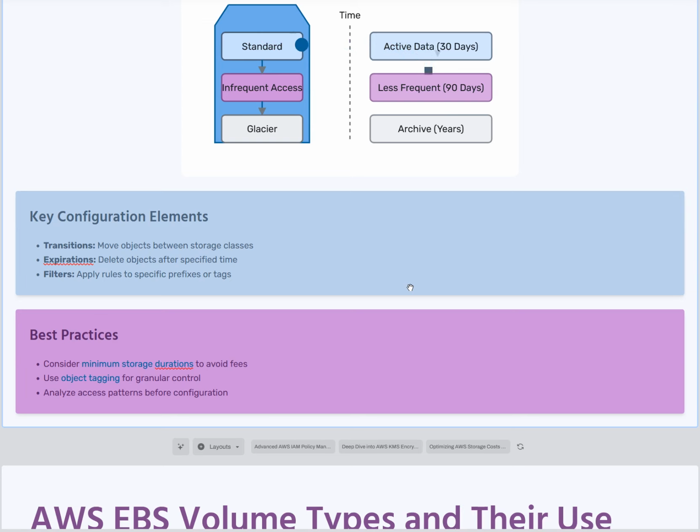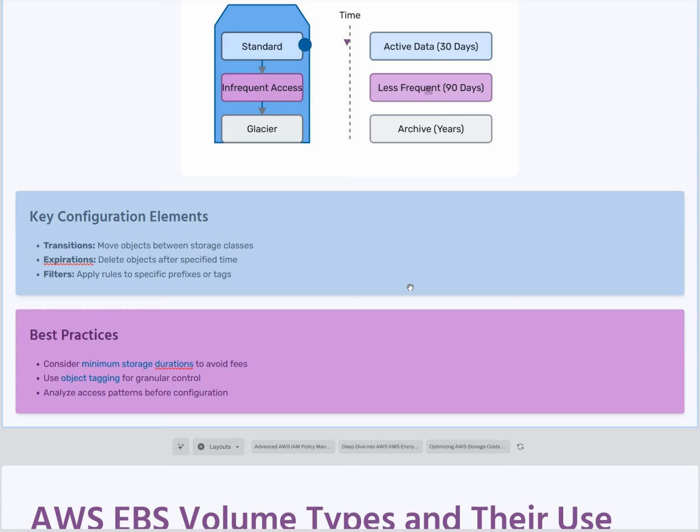So let's say you don't want objects after 7 years. Every object is kept for 7 years, then it will be deleted, so you get more space recovered. And filters: you can apply rules to specific prefixes or tags. You can use prefixes or tags to categorize data, and you can use tagging to create rules.